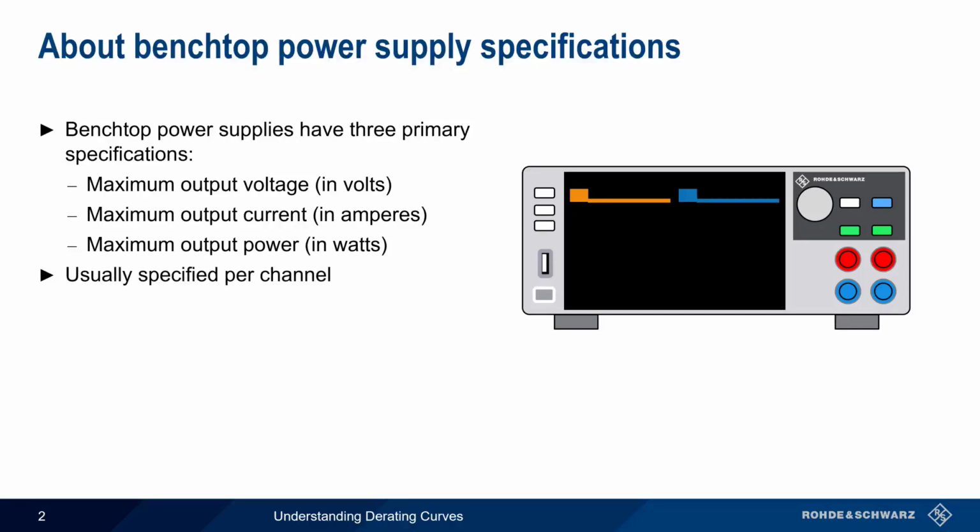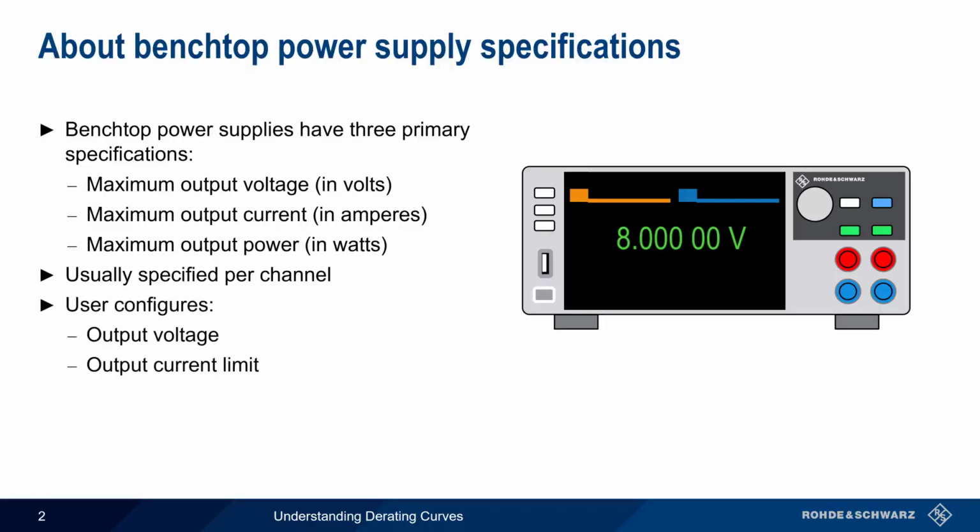When operating a benchtop power supply, the user normally configures both the desired output voltage and the output current limit, or the maximum amount of current that can be drawn from the power supply. The latter is usually for safety reasons and/or to protect the load.